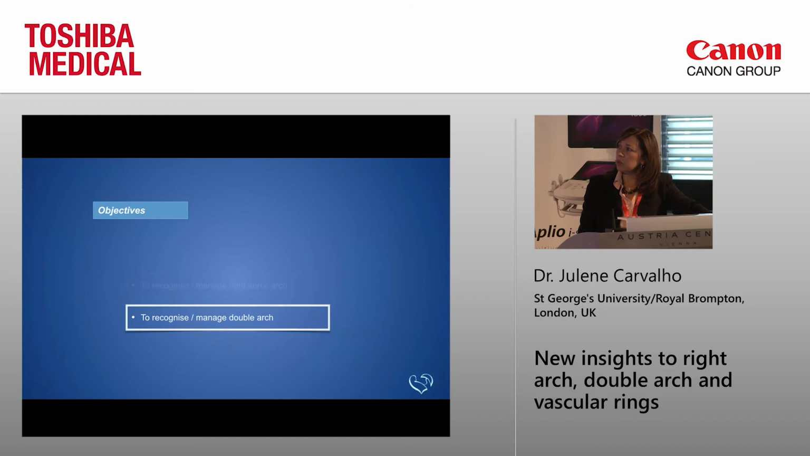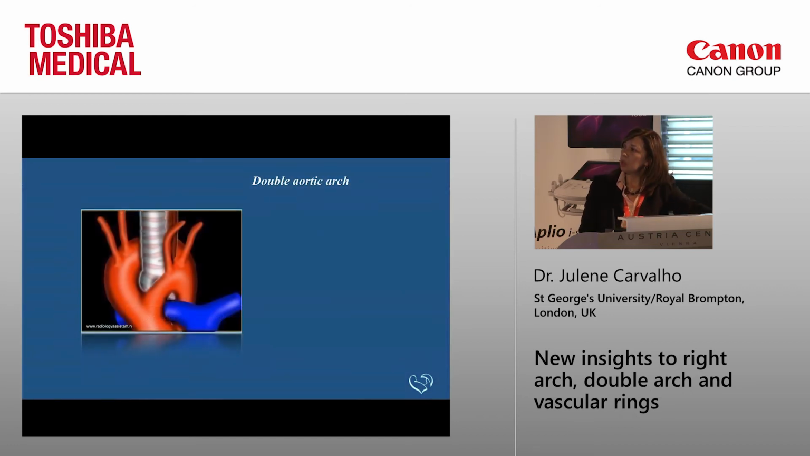Now we move on to double aortic arch. And there's our diagram again. There are a few things to understand about double arch. This is not a child, so the arterial duct is not represented here. We have a right arch and a left arch. So it's meant to be more rare than the right aortic arch.